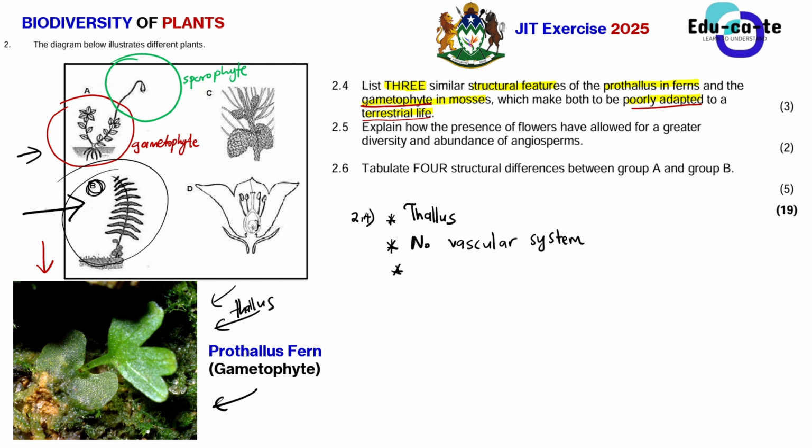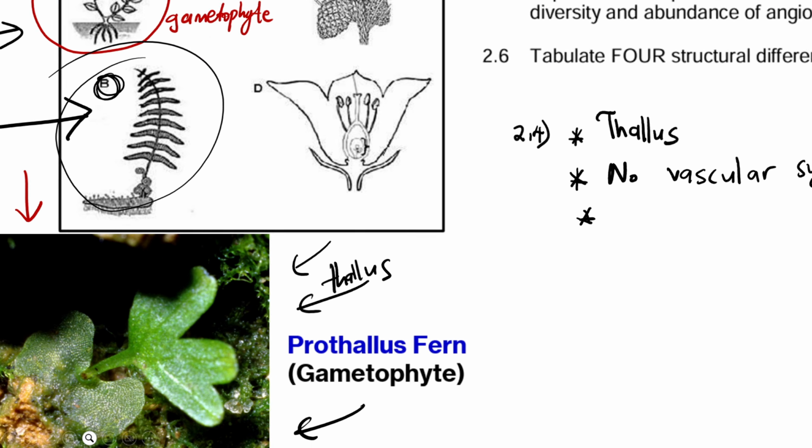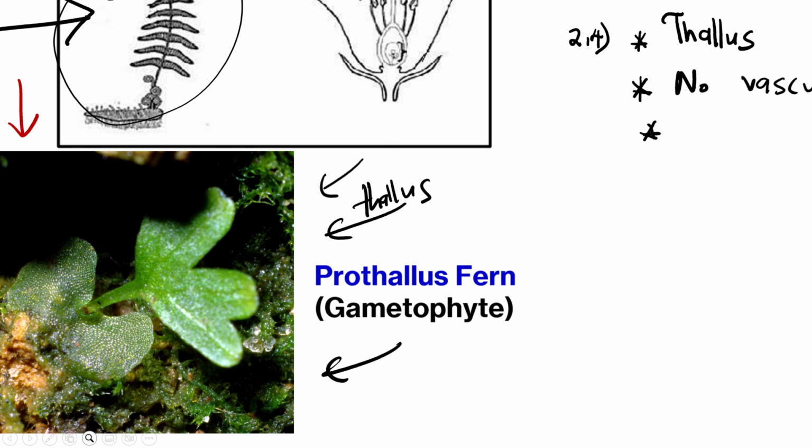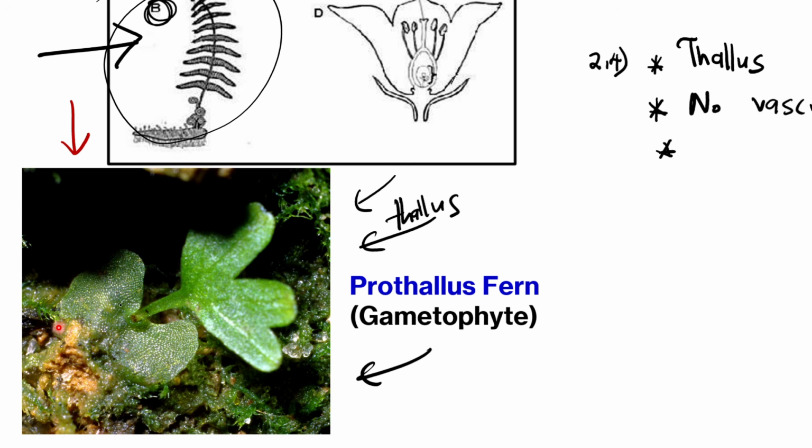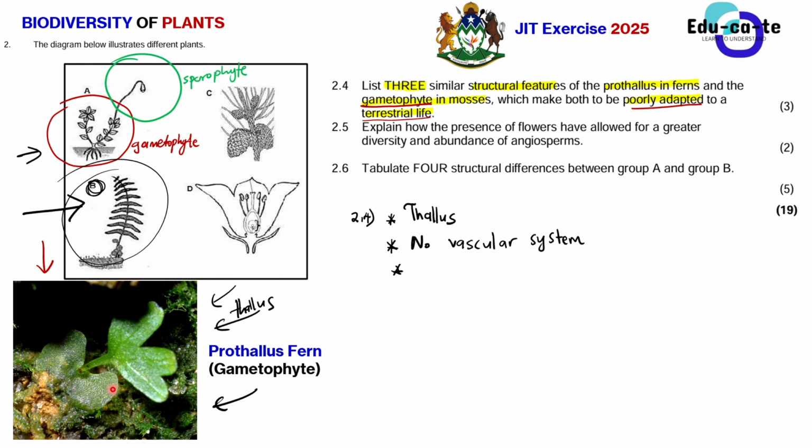Then the third similarity between them is that you can see that they are so small, right? Yes, they are so small. The prothallus fern is so small, so it needs to be closer to the land, so that it can get water easily. You can see that it's in a wet environment. You can never see this in a dry environment. You can never see this in a terrestrial environment. All right, so basically they are small as well. They've got a small size, and they are closer to the ground, so that they can get some water.